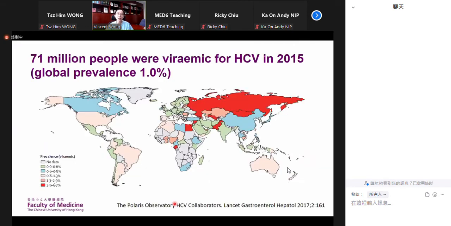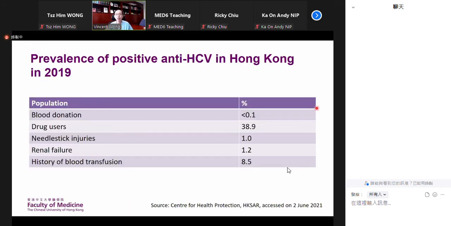Now, apart from hepatitis B, another chronic viral hepatitis obviously would be chronic hepatitis C. Worldwide, around 71 million people were infected in the year 2015, with a global prevalence of 1%. In Hong Kong, it is not as common, but this is still something important that we should know something about. If you look at blood donors, the prevalence rate is less than 0.1%.